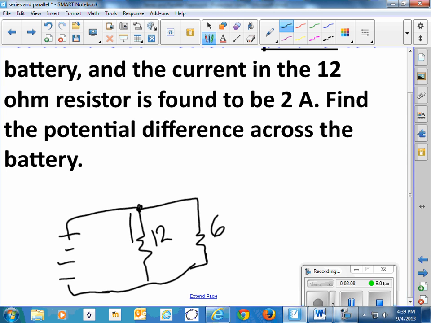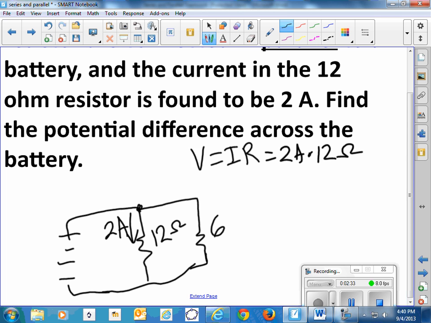So we know that going down through this resistor we have 2 amps. Well, we said that the voltage is equal to current times the resistance, and we have both of those now. We have the 12 ohms, so we have 2 amps times 12 ohms. That equals 24 volts. So that battery must be 24 volts. Well, parallel, the way they're hooked up, it's 24 volts here also. Between this plus and this minus is also 24 volts.